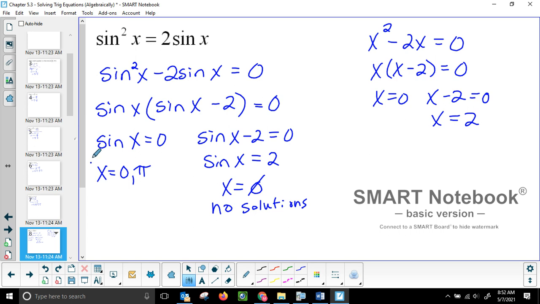Like these are your actual solutions that will work for this equation. But just for that piece, you do need to signify that from that specific factor, there are no solutions. Does that make sense?